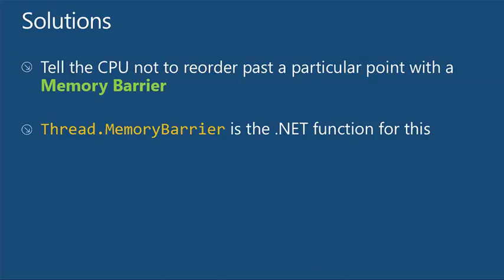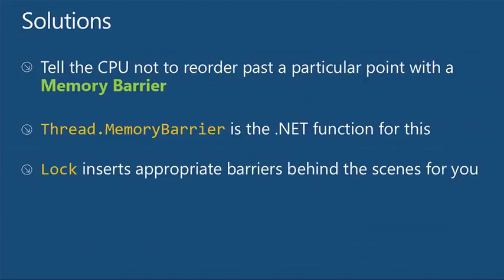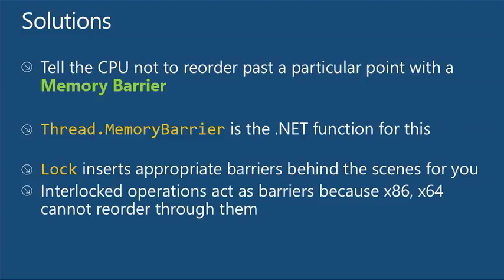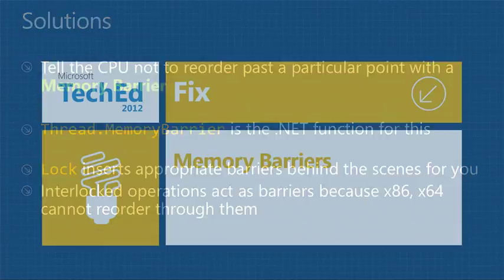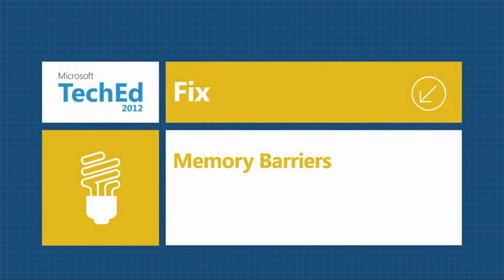What we can do is put something in your code called a memory barrier. A memory barrier acts like a sort of line in the sand or a fence. So when the CPU is moving things around, it can't move them past this fence. The way you would use one of those in .NET is with the Thread.MemoryBarrier function. The standard .NET lock is actually inserting memory barriers behind the scenes. That's kind of how it works. And those interlocked operations on x86 and x64, they also act as barriers because it's not allowed to reorder through them. It's just what the rules are. Let's apply this, see if it actually works.